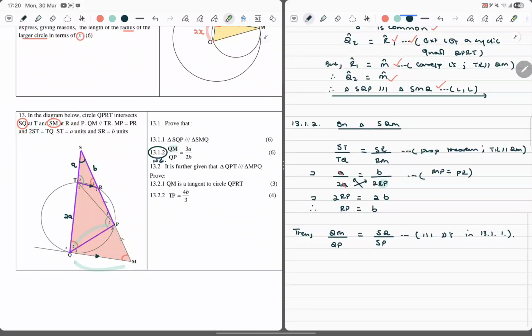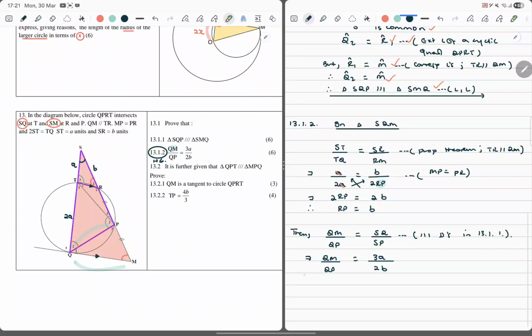Okay, now folks, this is nice and easy. So this implies that QM over QP will be SQ. It's 3A, isn't it? Because we're going to add all of those values, divided by SP. Now SP is 2 times B, isn't it? We proved that RP is B. So now SP is going to be B plus B, which is just 2B. Right. Is that what we're supposed to prove? Yes. So this is essentially a conclusion.